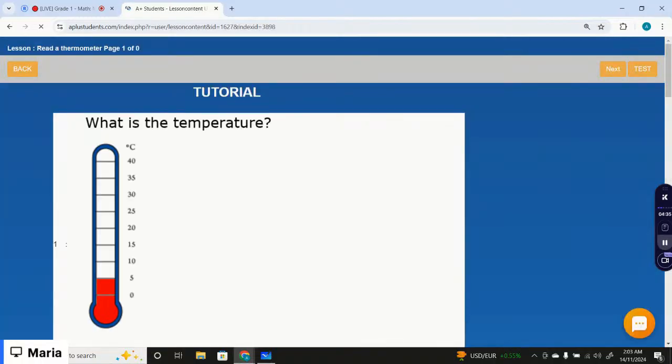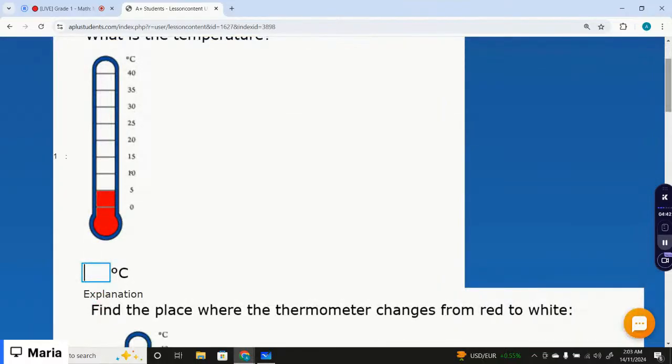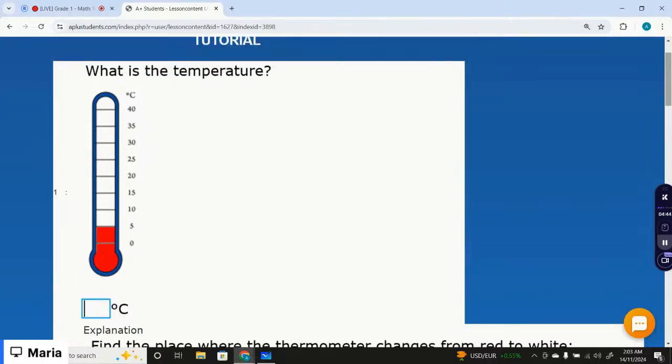What is the temperature? Thermometers look like this, right? We are going to learn how to read the temperature on the thermometer. Why do we use the thermometer? Thermometers are used to read the temperature, either the temperature of the room or the temperature of the human body, right? So thermometers are used to measure the temperature.